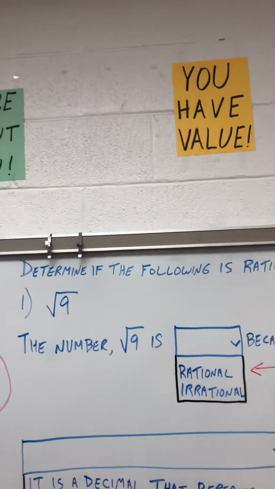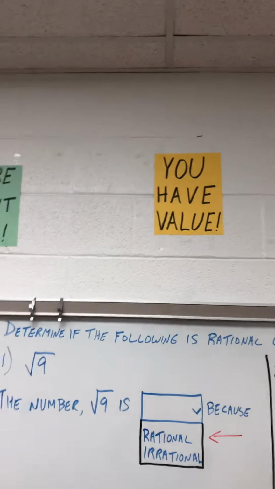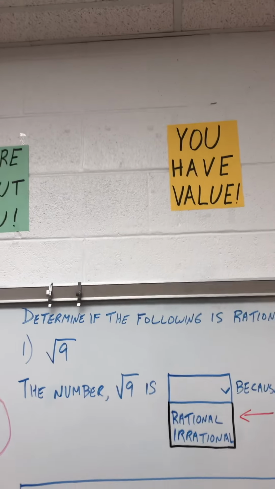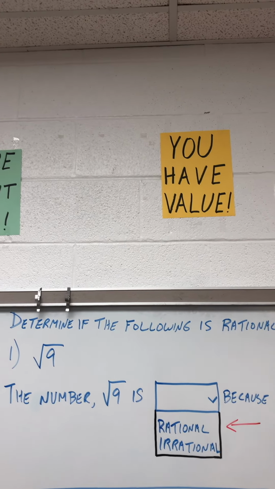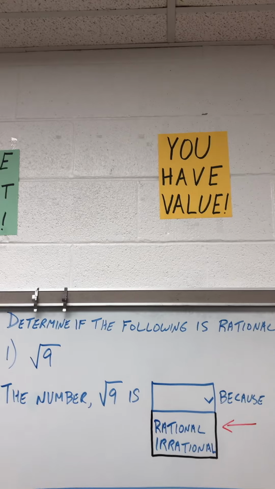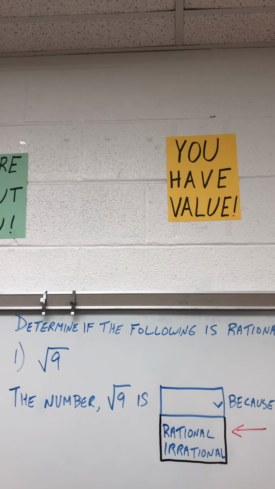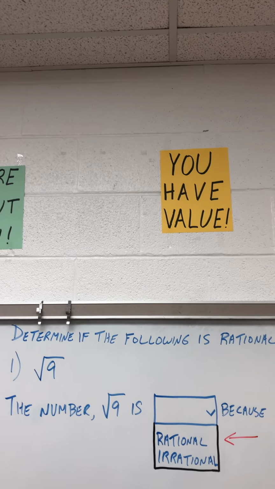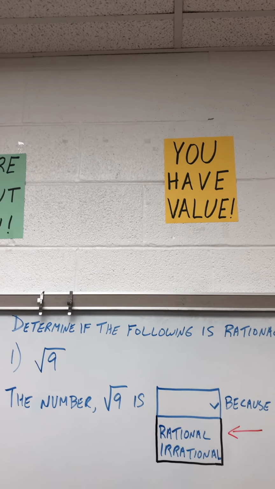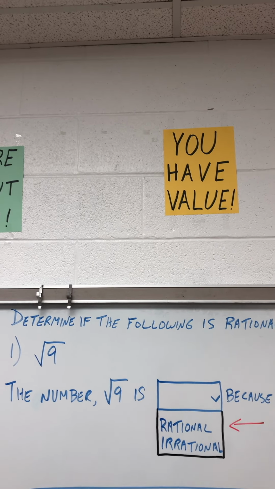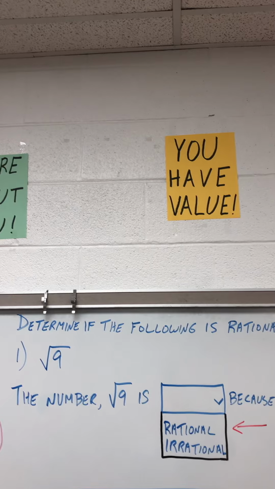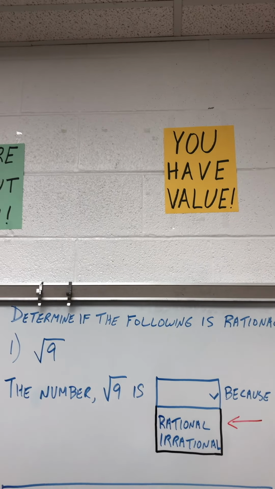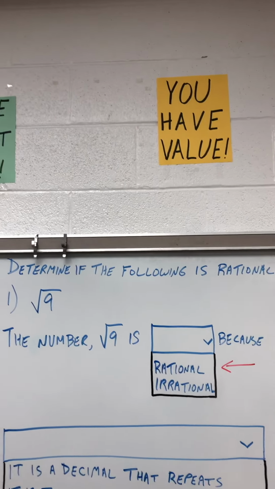For example, here's a problem that says, determine if the following is rational or irrational. Square root of 9. Well, you get this drop-down menu, and your answer is going to be rational or irrational. Here, the answer is rational because square root of 9, that's a perfect square, right? You get this second drop-down menu.